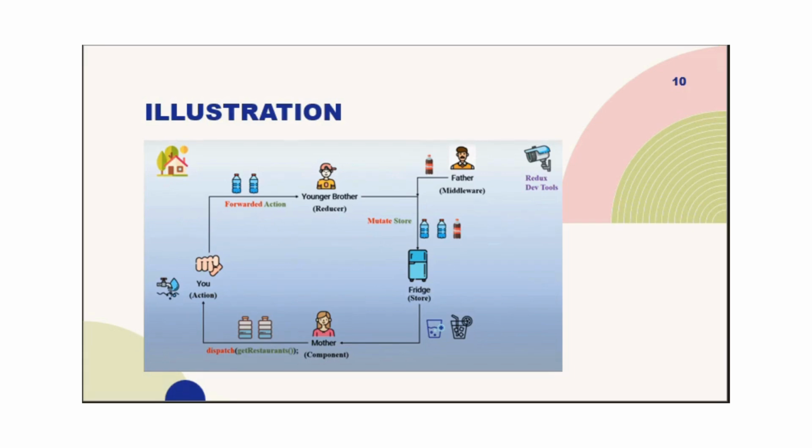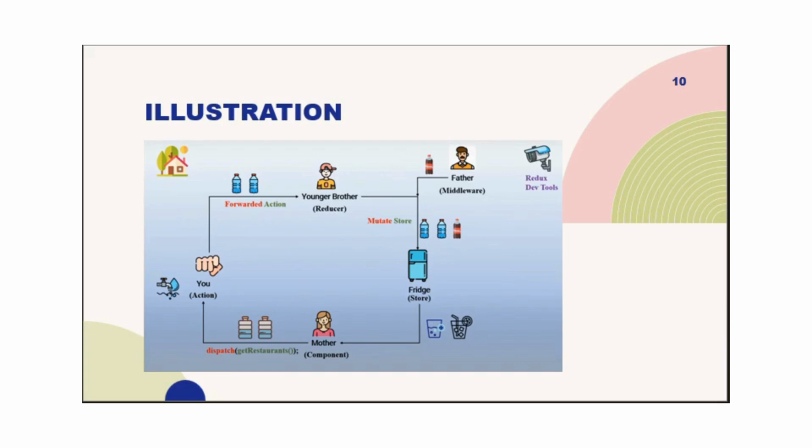So here our father will act as a middleware, and the reducer, our younger brother, will follow those actions also and finally mutate the store based on both the actions given by us and the middleware. All this will be recorded by the CCTV camera. So the CCTV camera is represented by the Redux Dev Tools if we talk about the analogy of web development. So Redux Dev Tools overlook all this process and finally make sure that these processes happen correctly.